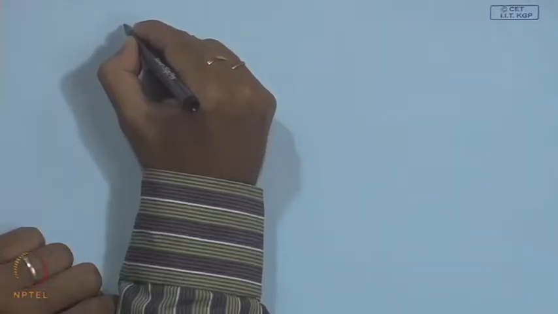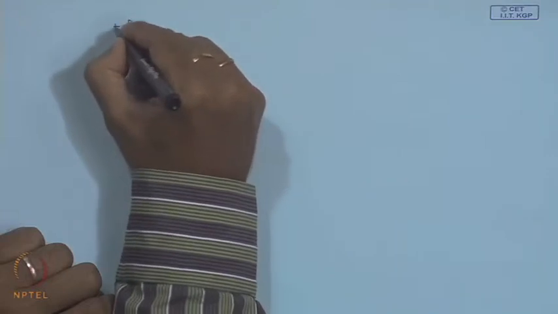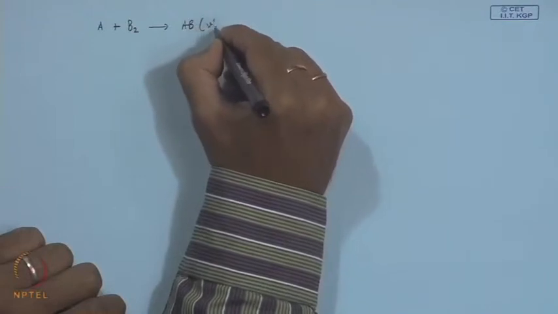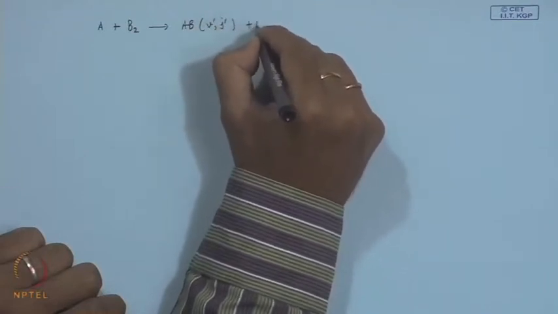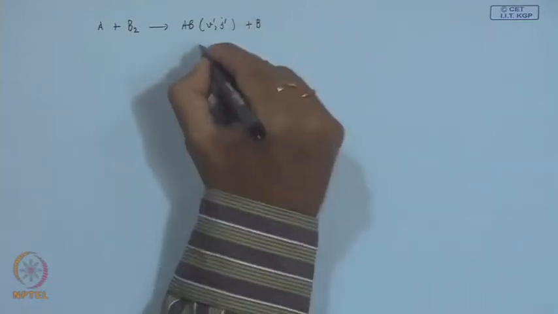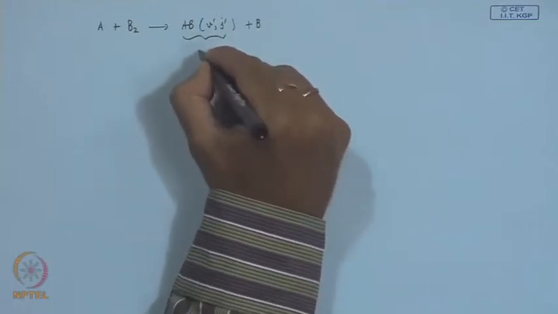Okay, next is ion imaging. Ion imaging is another method. This provides a direct picture of the velocity distribution. Say you have got A plus BC giving rise to AB, v prime J prime, plus C. So you can have a direct picture of the velocity distribution.